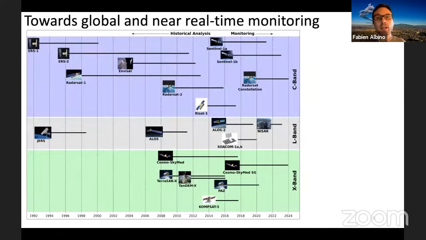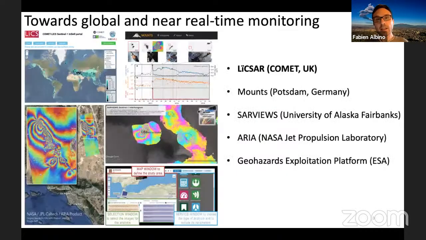So we see a very large increase and growth in the number of radar missions over the last decade. You can see here there are 7 or 8 different missions, and we move from historical analysis, when we were looking at specific volcanoes or specific areas, to now trying to use this satellite data as a near real-time monitoring system. To do so, there were a lot of initiatives from different research teams that proposed platforms, web portals, that automatically process the radar data in different areas.